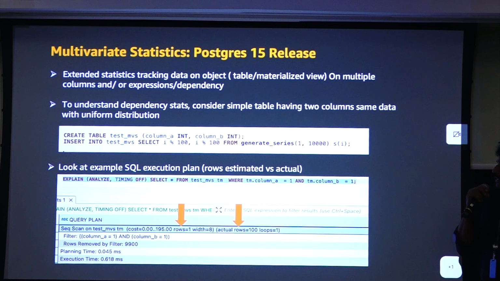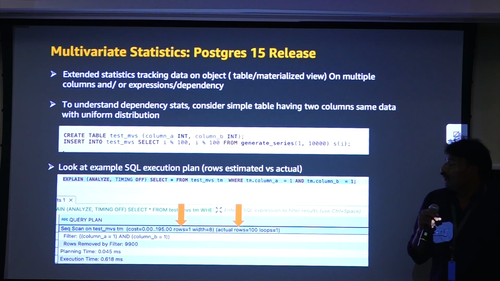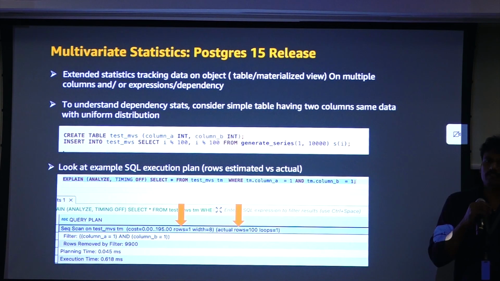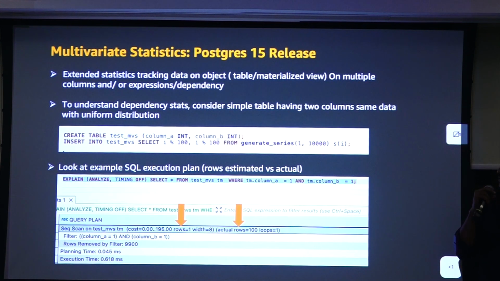So what are these multivariate stats? They got introduced in the 15 release. These are extended statistics which you can build on interdependent columns. For example, in a table there are two columns which hold dependent data. In that case, you can use this extended functional dependency stats.